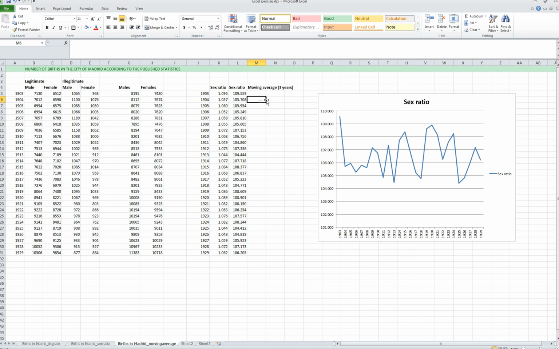So just let me see. We start from 1904, you see, and then we take the values of 03, 04, and 05. And then we divide it by 3. This is a regular average of 3 numbers. And we've got, for these 3 years, the average is 107. So why is it moving? Because now what we do is just drag it down until the last one.